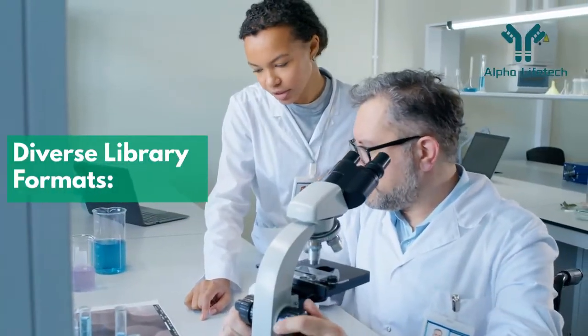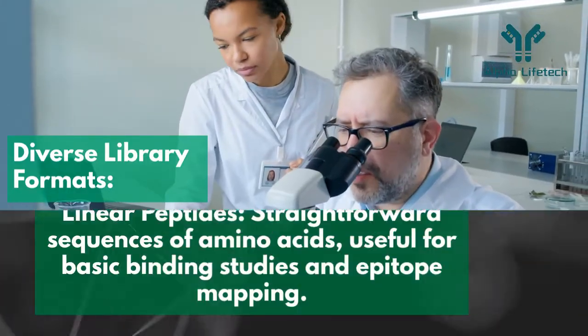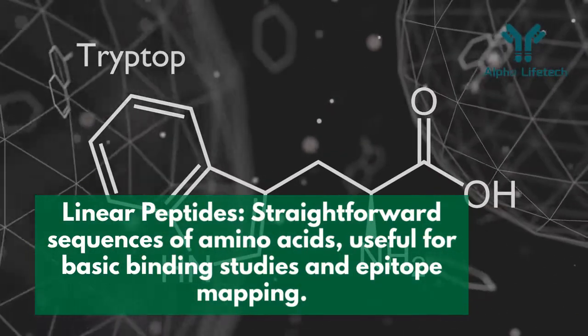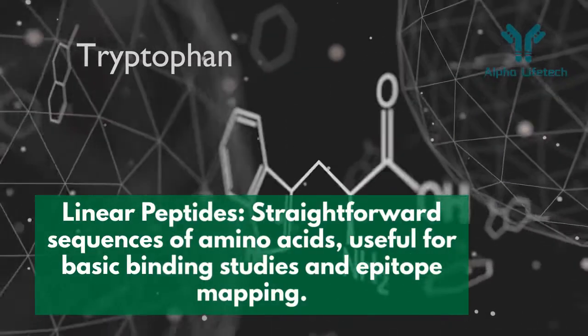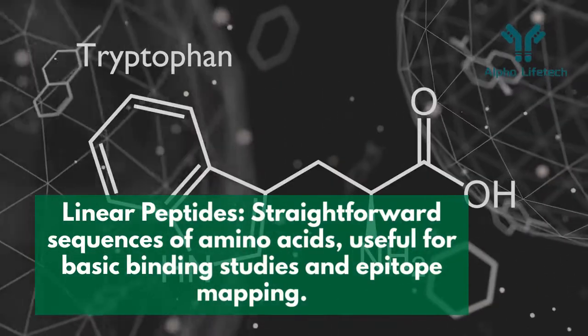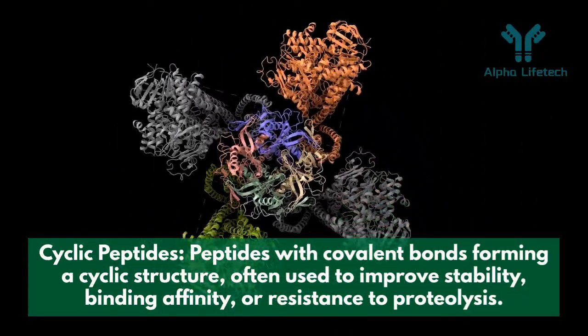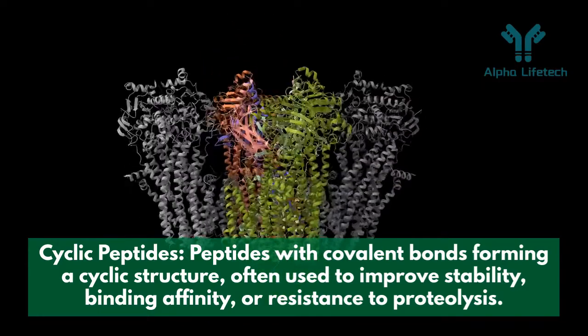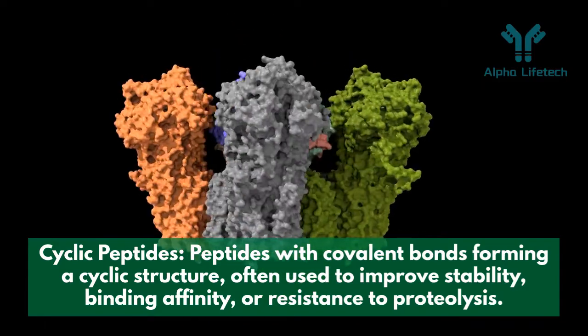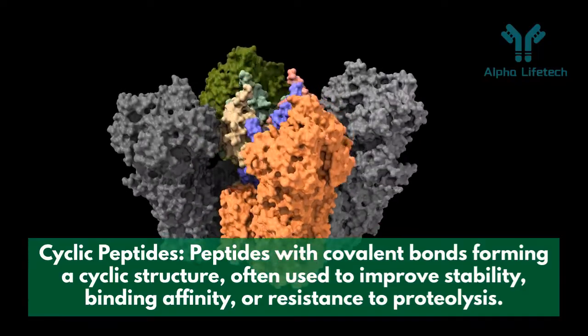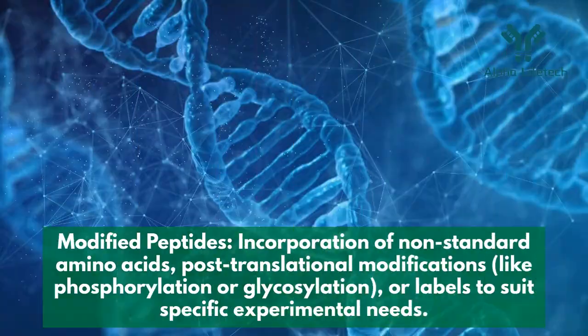Diverse library formats. Linear peptides, straightforward sequences of amino acids, useful for basic binding studies and epitope mapping. Cyclic peptides, peptides with covalent bonds forming a cyclic structure, often used to improve stability, binding affinity, or resistance to proteolysis. Modified peptides, incorporation of non-standard amino acids, post-translational modifications, like phosphorylation or glycosylation, or labels to suit specific experimental needs.